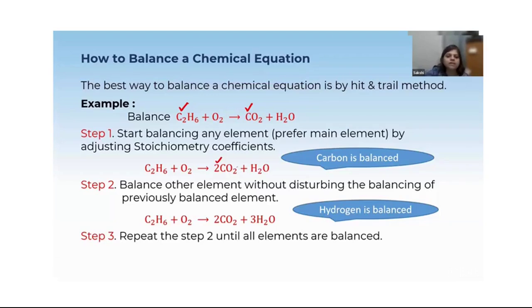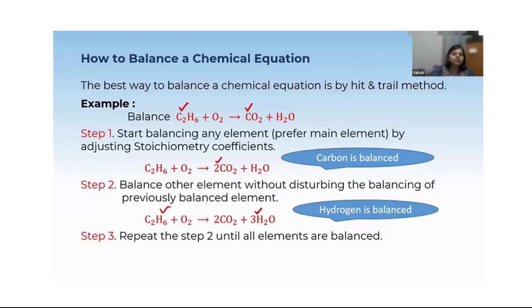Now let us see if the other elements are balanced, right? Let us check hydrogen. So here there are six hydrogen atoms and here there are just two. So what do I do? I put three here. So now you can see there are six hydrogens and six hydrogens. Hydrogen is balanced. So we keep on repeating the step until all the elements are balanced.